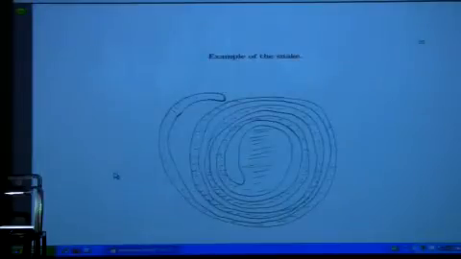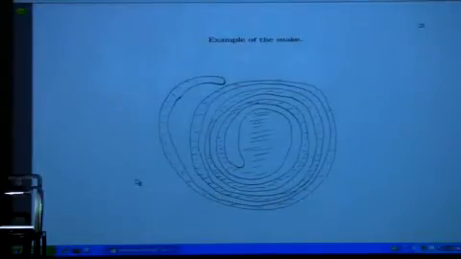Okay, so now here's an example. It's supposed to look like a snake, I guess, with a fat head in the middle. So this curve is a simple closed curve. It's obviously not convex. So by Grayson, this curve will eventually become convex before it hits a singularity, and then disappear in a round point.